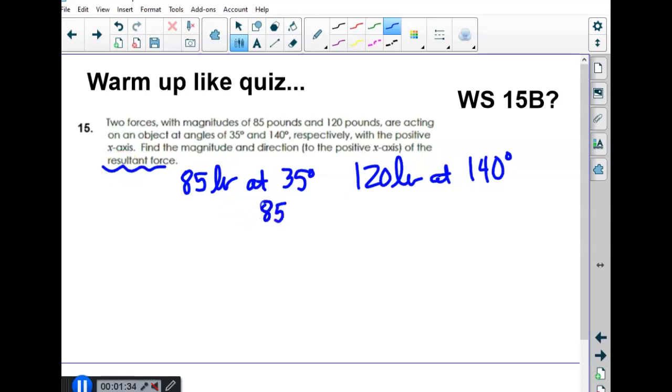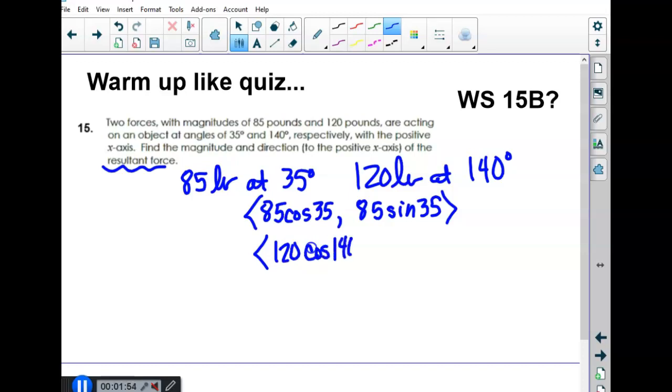So I'm going to do 85 cosine of 35, comma, 85 sine of 35 for the components of the first one. And for the second one, which number goes out front, guys? The 120, because the 140 is degrees, which means we need to be in degree mode. I put that in the directions on the quiz, so just make sure you read directions and you should be good. All right, then you're going to type what?